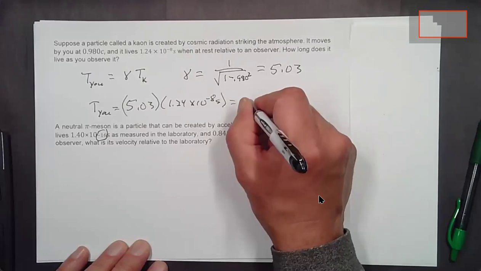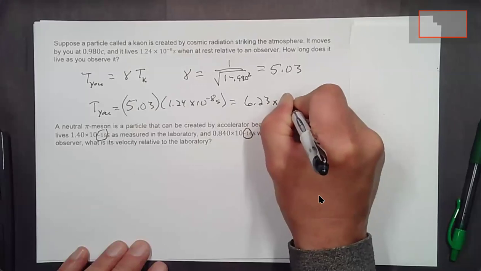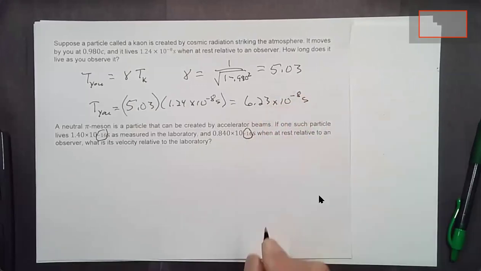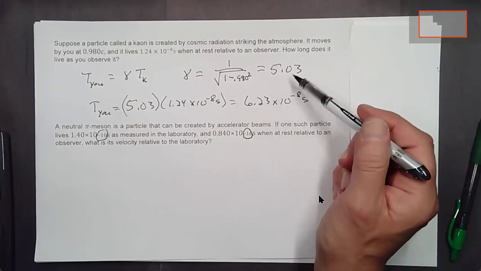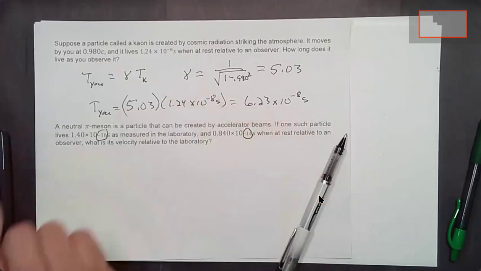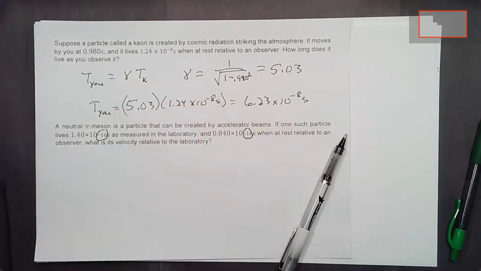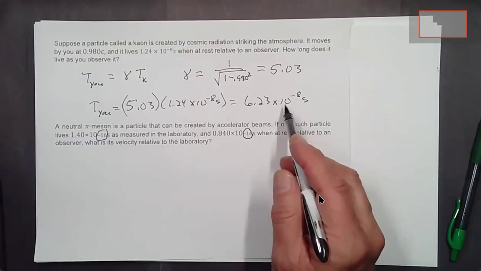Okay, which isn't a whole lot longer, 6.23 times 10 to the minus 8 seconds, but it'd make it last 5.03 times as long before it decays. Now, if you multiply that by the speed of light, which it's nearly traveling at, it's still not going to go very far. Yeah, it's only going to go about 18.7 meters before half of them decay.